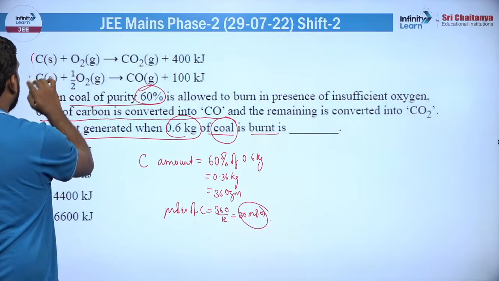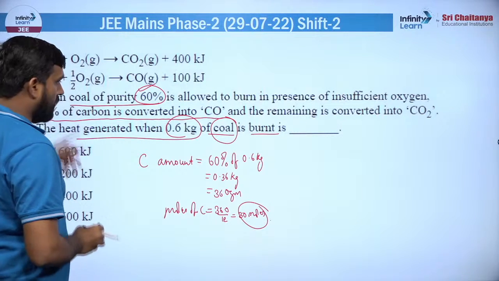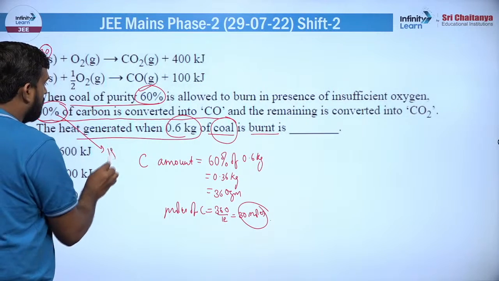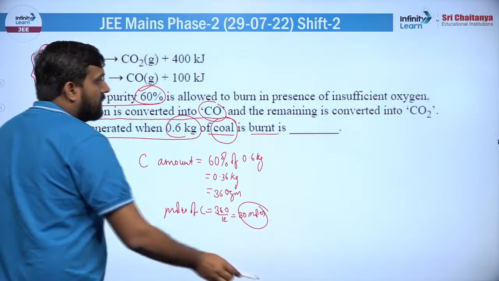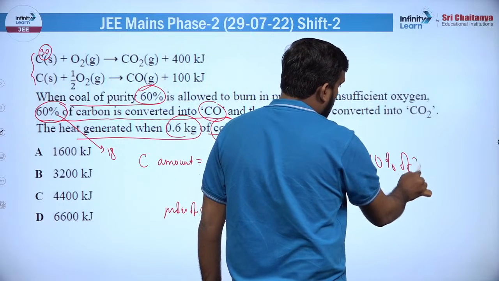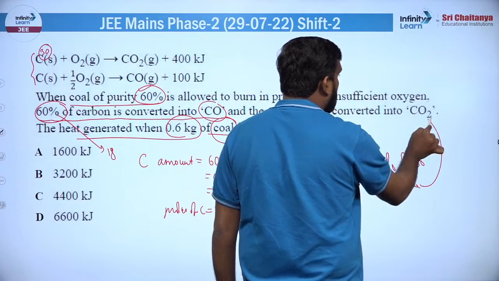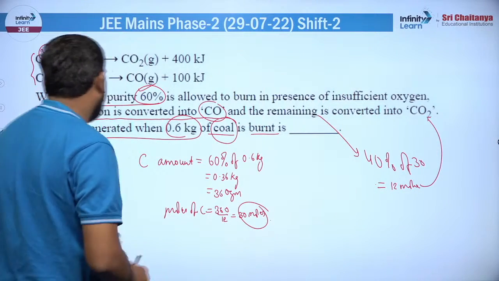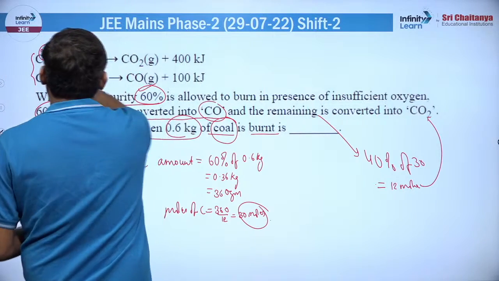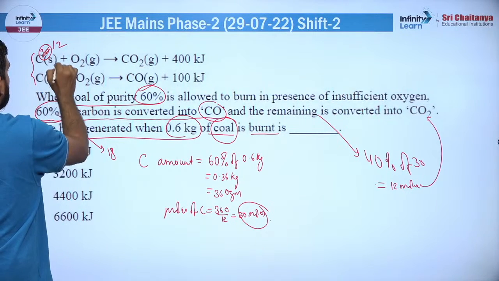Out of this 30 mole, 60% of it, basically 18 mole, is converted into CO, while the remaining, that is 40% of 30, that is 12 mole, is converted into CO2. So I can easily say that this reaction is going for how many moles? The CO2 one is for 12 mole and the CO one is going for 18 mole.